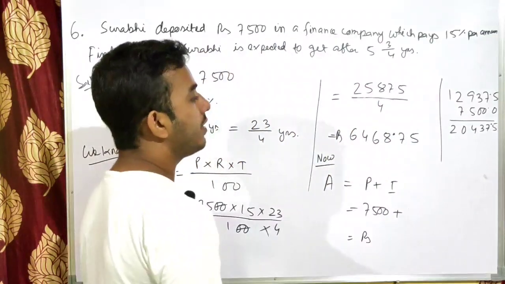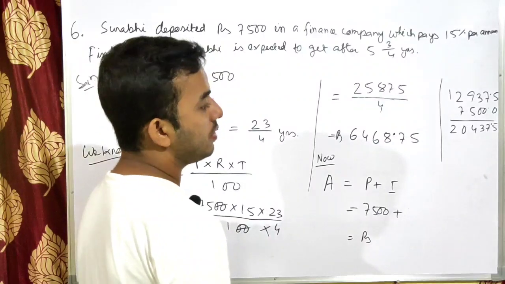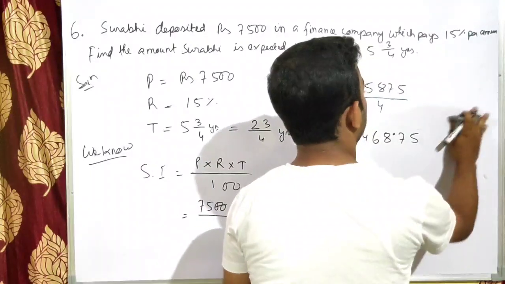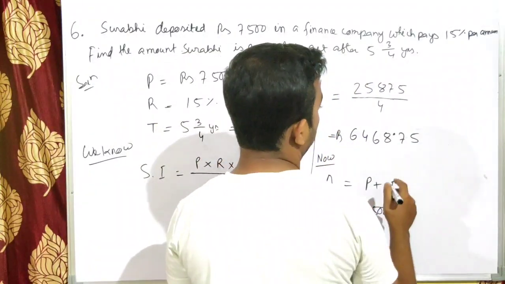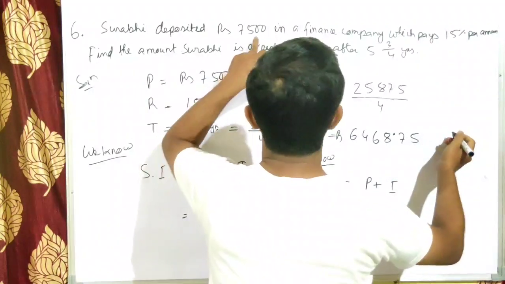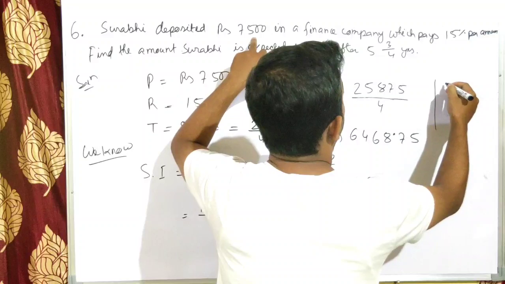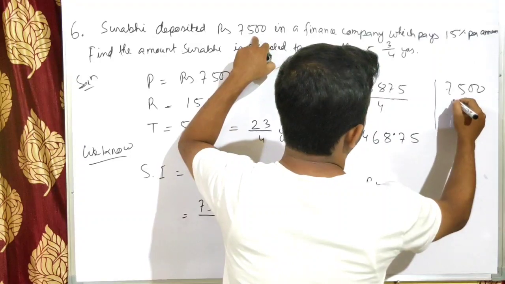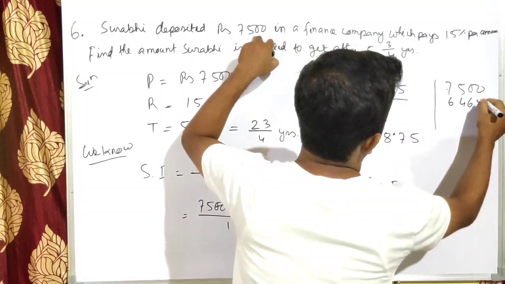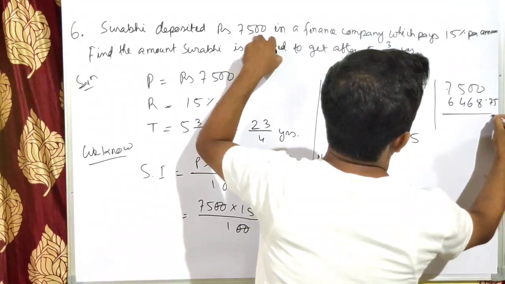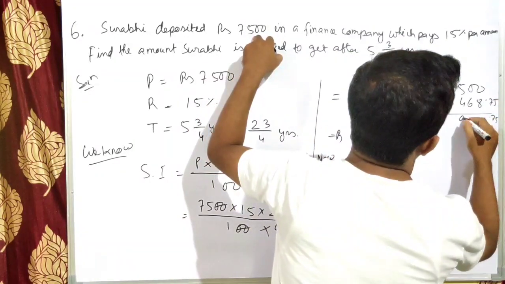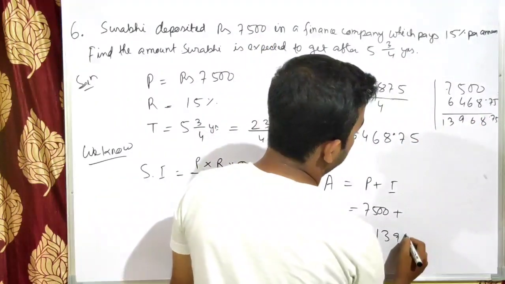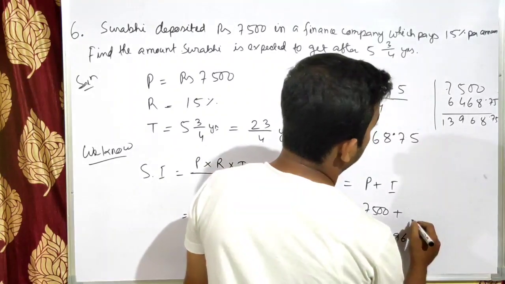Now here the interest is 6,468.75. So if we add 6,468.75 with the principal amount, here the principal amount is 7,500, we'll get rupees 13,968.75.